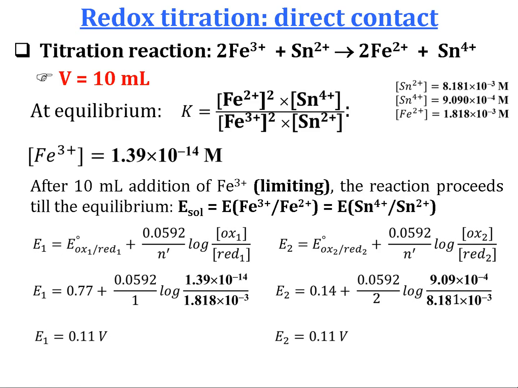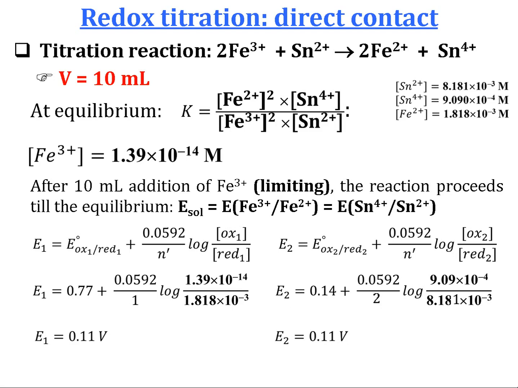So as a conclusion, the addition of 10 milliliters of Fe3+ to a solution of Sn2+ will produce a complete reaction between Fe3+ and Sn2+. This 10 milliliters of Fe3+ will disappear completely since the volume added is before the equivalence point. The reaction will proceed till equilibrium, and at equilibrium E of the reaction equals 0 and E of the solution equals E of couple 1, or equals E of couple 2, equal to 0.11 volt.